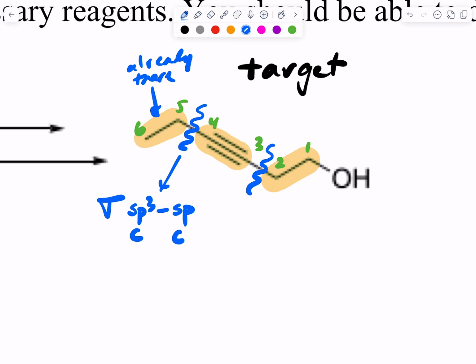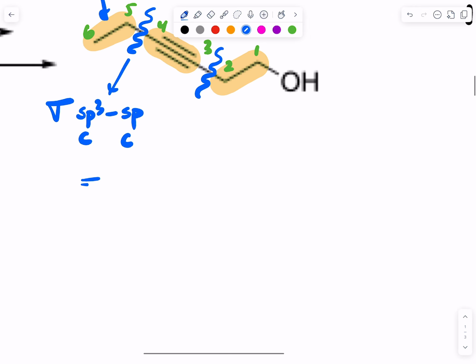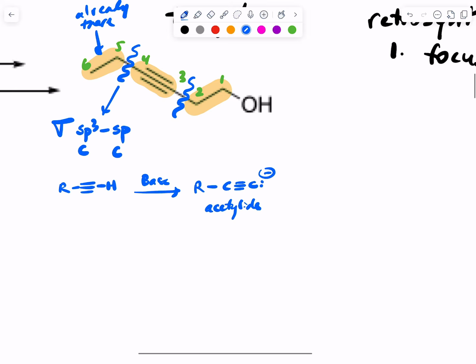Got anything? Go ahead. You could react a base with an alkyne. Okay, so you're thinking I could start with an alkyne of some sort. I could use a base that would give me this acetylide ion, and then what? What do I do with that? You're on the right track because this is a nucleophile.